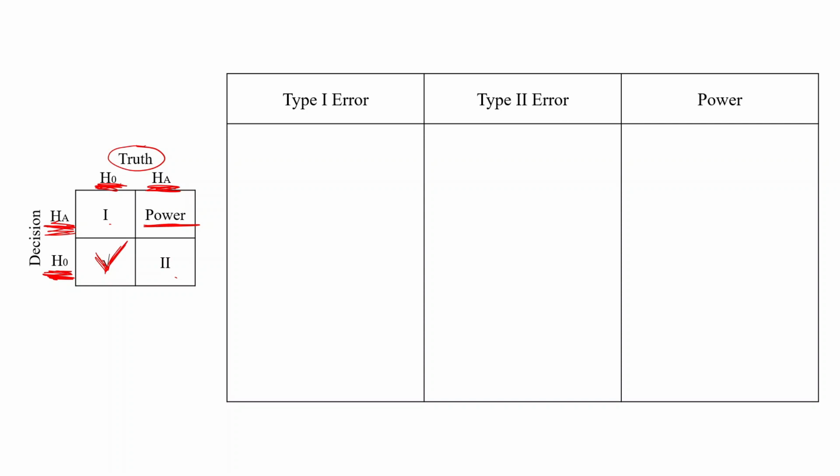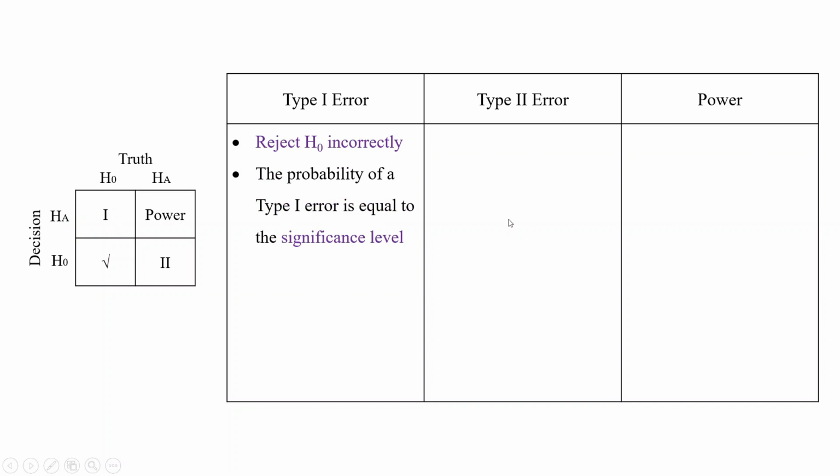Okay. But this table, memorize this table because it will help us understand the relationships between type 1, type 2, and power. So type 1 error is when we reject the null incorrectly. So we decide, hey, we're going to reject the null. We have evidence of the alternative, but the truth was we shouldn't have, right? We did it incorrectly. The probability of getting a type 1 error is equal to the significance level.